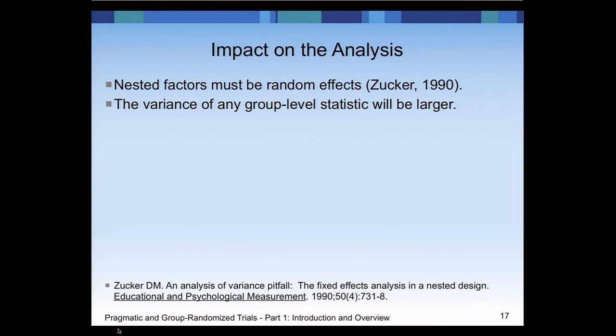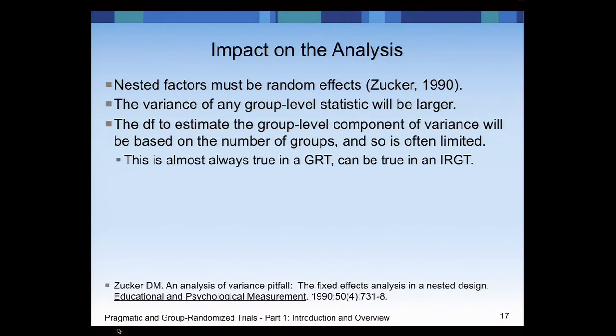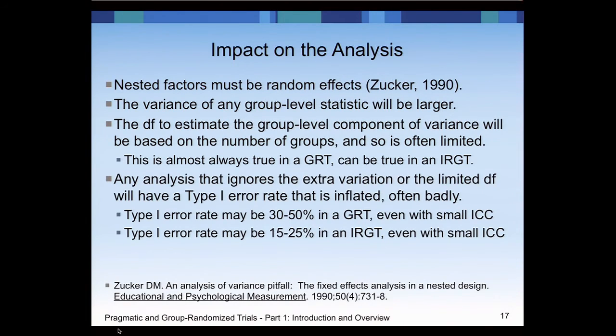The variance of any group level statistic will be larger because of that variance inflation factor. The degrees of freedom available to estimate group level components of variance will be based on the number of groups, and so usually smaller or limited. This is always true in a group randomized trial, often true in an individually randomized group treatment trial. If you ignore either the extra variation or the limited degrees of freedom, you're going to have an inflated type 1 error rate, and you don't want that.